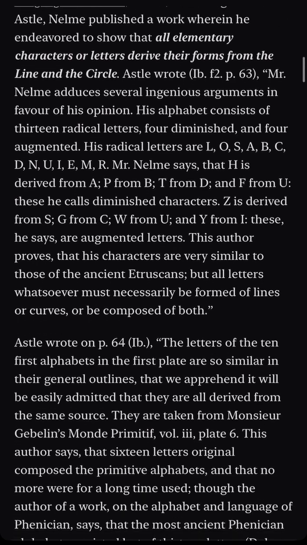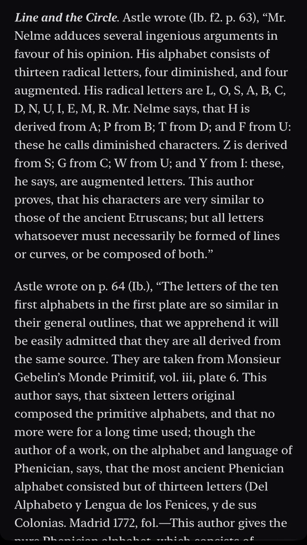Astle wrote, IBF 2. Page 63, Mr. Nelmy adduces several ingenious arguments in favor of his opinion. His alphabet consists of 13 radical letters, 4 diminished, and 4 augmented. His radical letters are L, O, S, A, B, C, D, N, U, I, E, M, R.